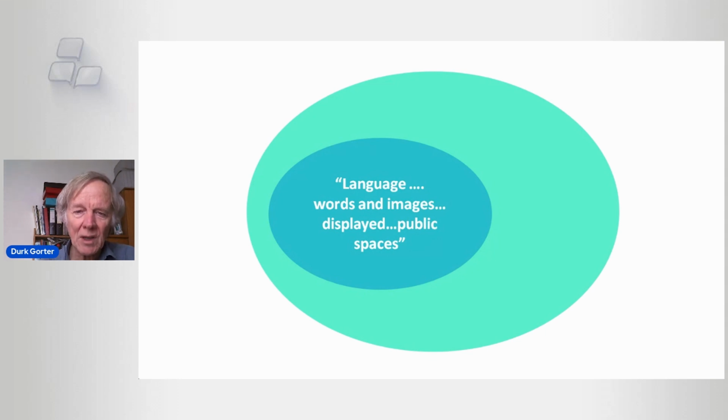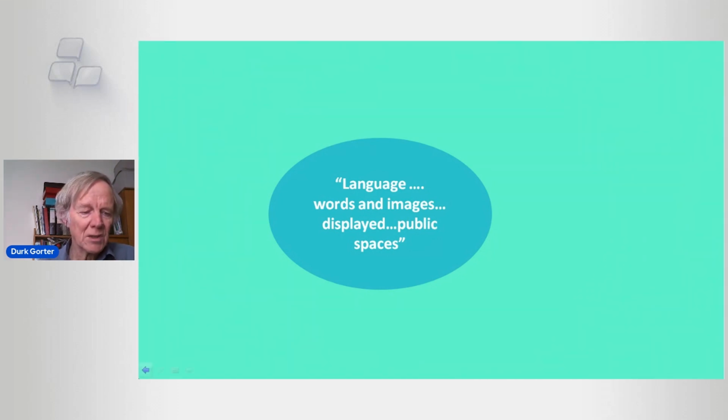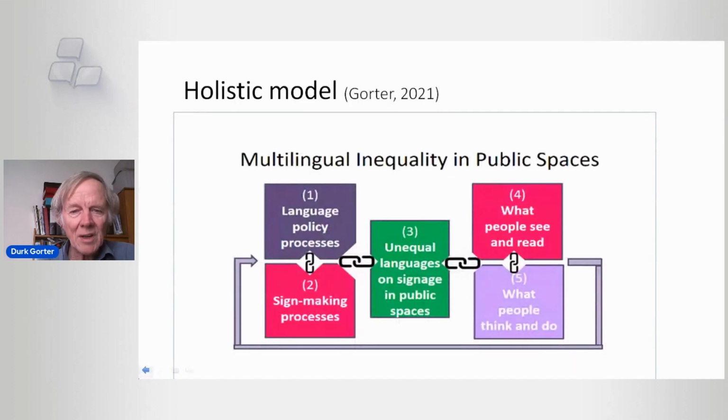But it's a lot wider. We can include a lot of things that go around this central concept. And that's why we need a kind of holistic model that we have recently proposed. We call this model the multilingual inequality in public spaces. And it consists of 5 stages, starting with the language policy processes that determine somehow what can be seen in the linguistic landscape. Then, of course, the sign making processes, the people that make the signs, that can be handwritten signs by an individual, it can be a professional company. And they lead to an unequal display of languages on the signage in public spaces. That is what we see around us.